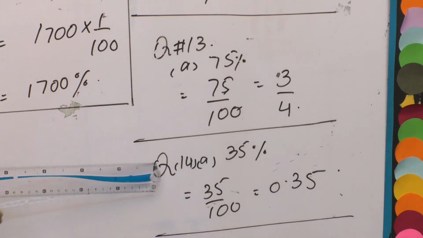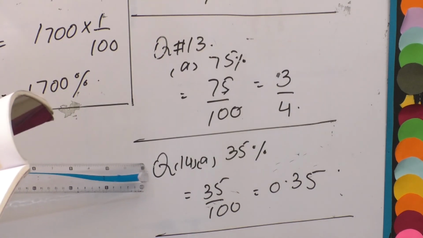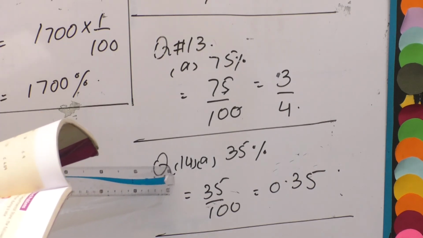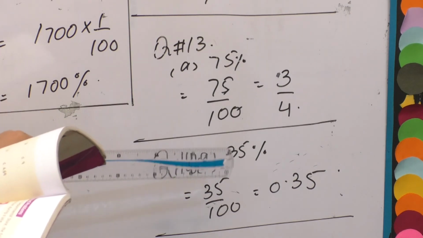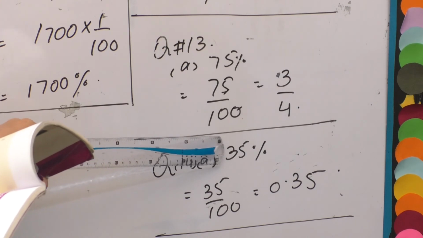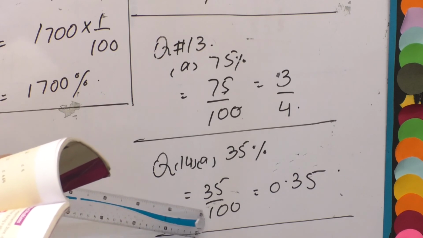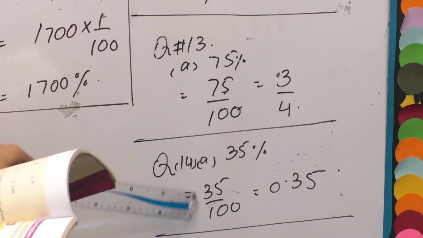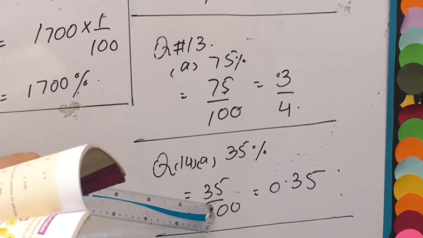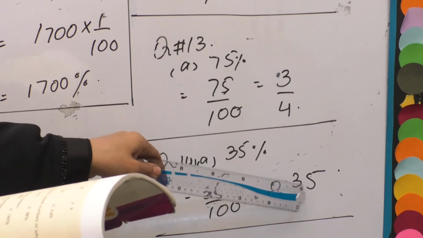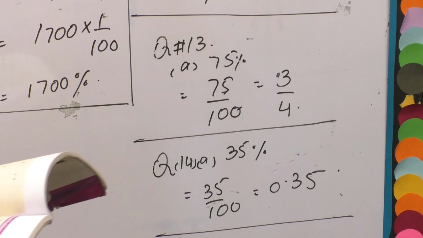Question number 14. Change these percentages into decimal fractions. Here we have a percentage. We have to convert it into decimal form. First step, we will replace this percentage sign by 1 by 100. So this will become 35 divided by 100. When we divide this value, we get the answer 0.35.